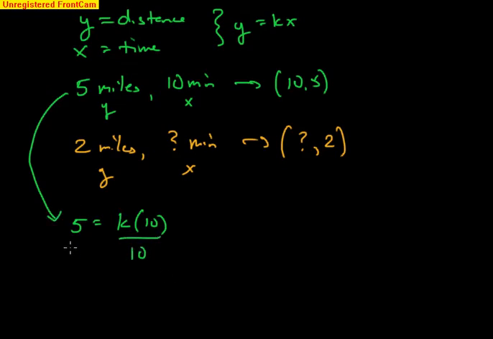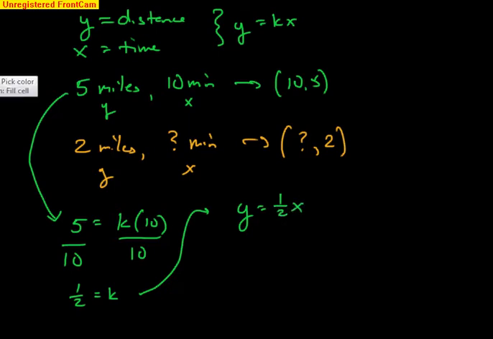And I'm going to solve for k by dividing by 10, and I get a half. There's my constant of variation. So my equation y equals 1/2 x is the function rule, or the direct variation equation. So now we know what y is. What is x when y is 2?